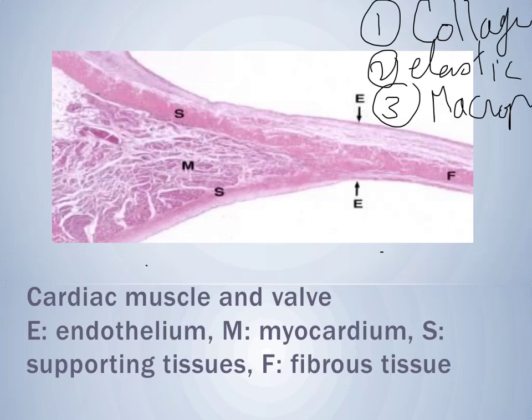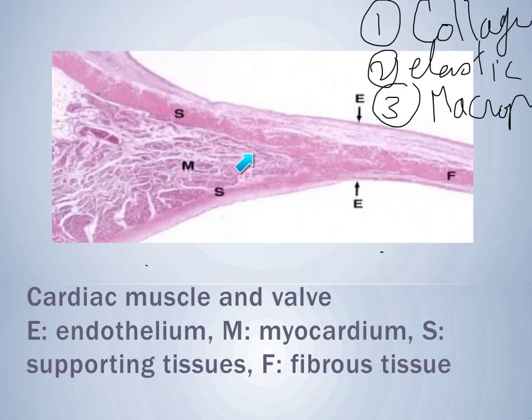In this area, the extension of this fibrous tissue covers the cardiac muscle. So in this area, it is called supporting tissue. So this is the supporting tissue, and this is the fibrous tissue. This is the endocardium. All of this is the endocardium.